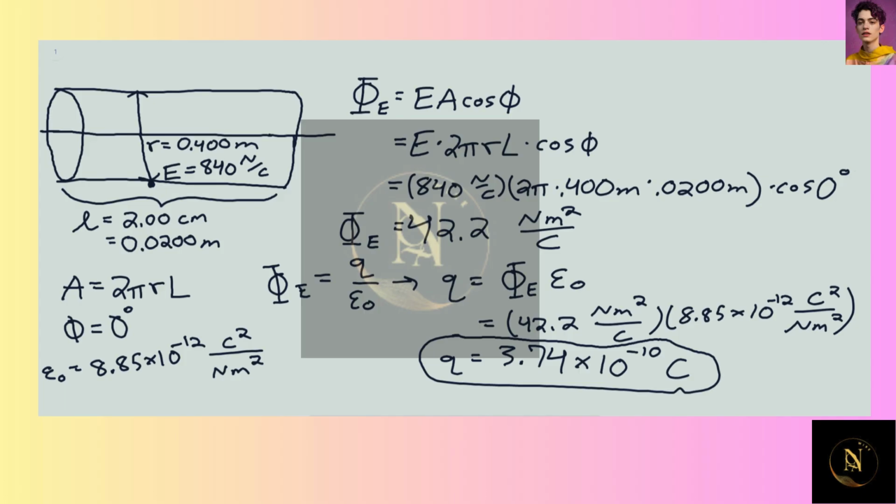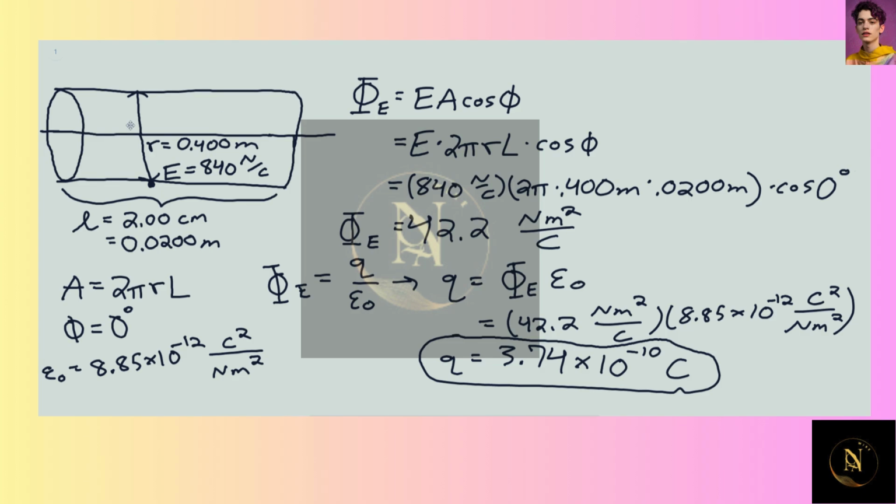The electric field, 0.400 meters from a very long uniform line of charge, is 840 newtons per coulomb. How much charge is contained in a 2.00 centimeter section of the line? All right, so the very first thing I have done is I've drawn the line representing that the charge is along. This is just a very straightforward application of Gauss's law.